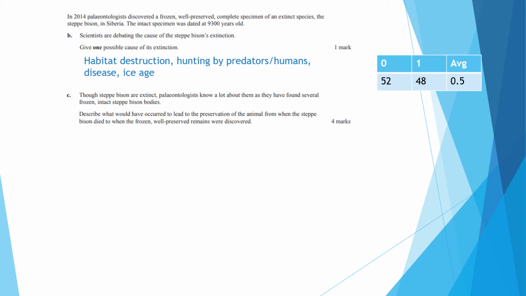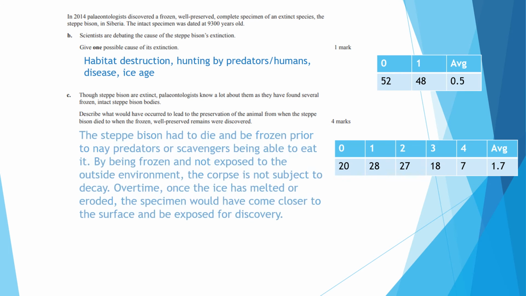Part C asks you to describe what would have occurred to lead to the preservation of an animal as a specimen. I've listed the following steps. The bison would have had to die and be frozen prior to any predators or scavengers being able to eat it. By being frozen and not exposed to the outside environment, the corpse would not be subject to decay, and over time, once the ice has melted or eroded, the specimen would have come closer to the surface and be exposed for discovery.